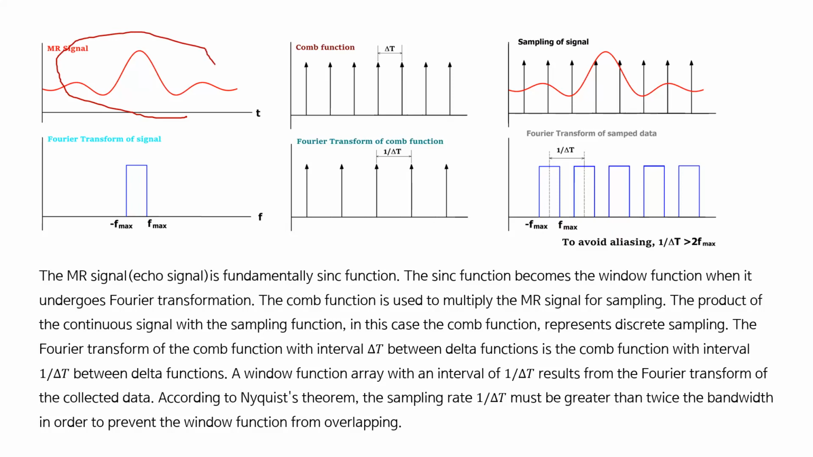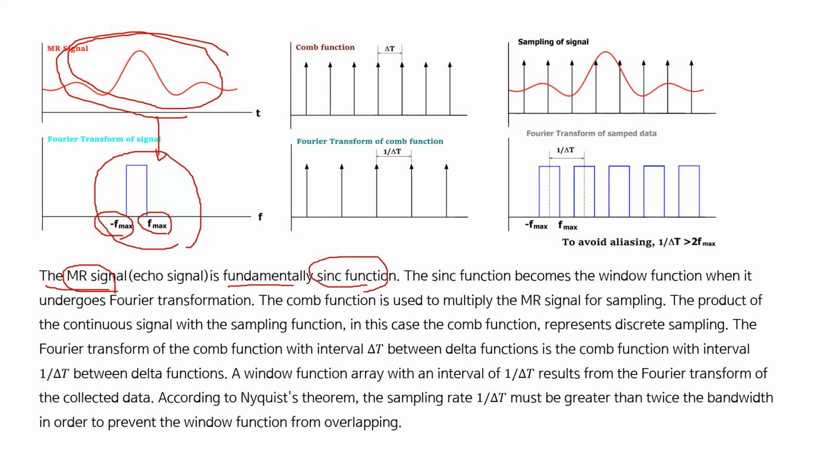This is the MRI signal, a sinc function. If we do the Fourier transform of this signal, we have a window function. And the bandwidth is 2 f max, so minus f max to plus f max. The MR signal is fundamentally a sinc function. The sinc function becomes the window function when it undergoes Fourier transformation. Okay, so you can see this here.